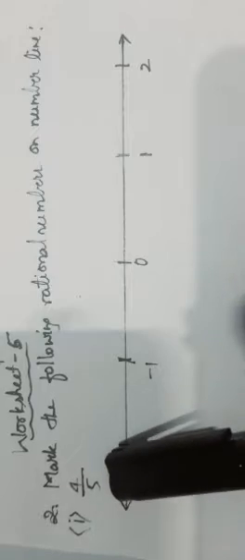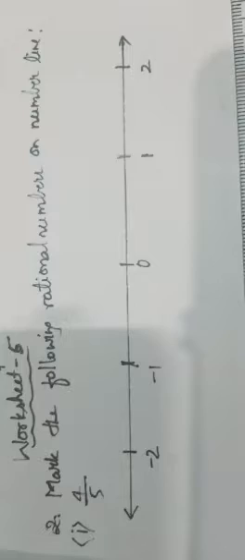Children, with this introduction let us solve the problems from worksheet number 5, second main. First let us solve second and third main, children. Then let us move to first main. Children, the question is, mark the following rational numbers on the number line. The number is 4 by 5. Observe the denominator, children. It is 5.